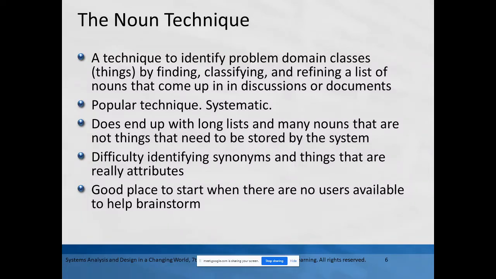It says at the very beginning, you have these discussions and documents, and from that, this is kind of your requirements gathering that I talked about before. From that, you're going to systematically go through and pull out all of the nouns, all of the things that describe a thing. The author correctly points out that this is popular. This is something that is done quite a bit.